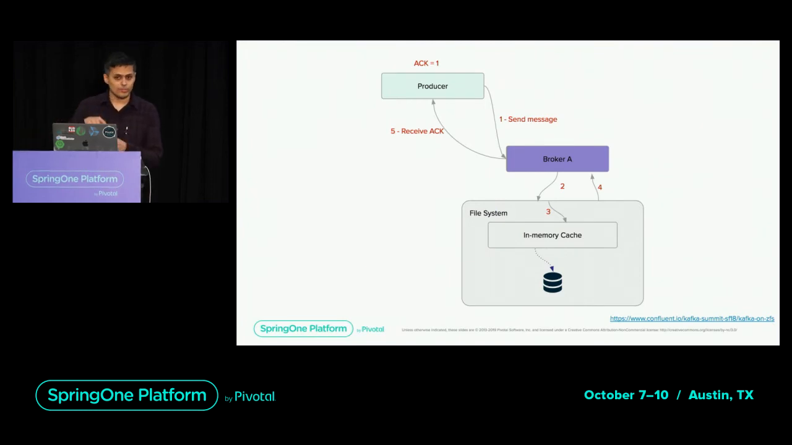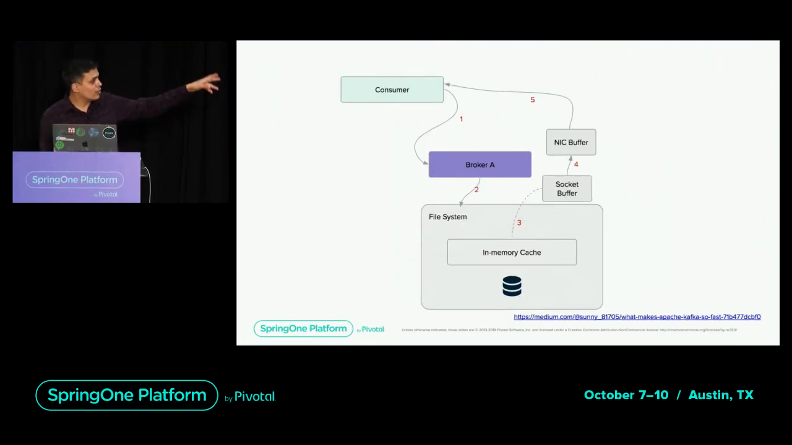So disk IOPS are never part of the call path for the producer of the message. Similarly, for the consumer of the message, when you're requesting the message, unless you are lagging too far behind, the message is already available in the memory cache.